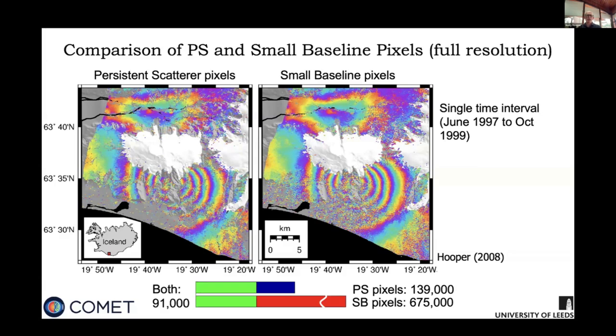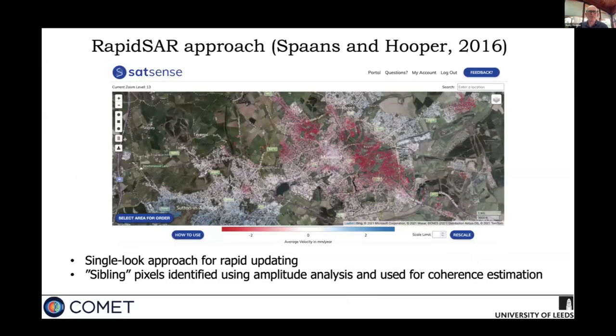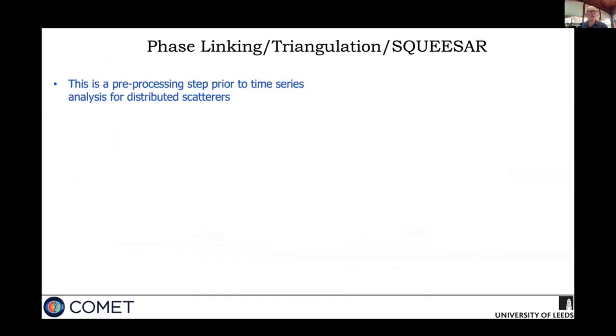But note also that a certain number of those, shown by the green bars here, were picked by both approaches. So it's not clear cut. There's no clear cut difference between PS pixels and small baseline pixels. The most point-like should be PS, and the most fully distributed should be small baseline, but there are plenty which lie somewhere in the middle. I think I'll just skip over this one for now.